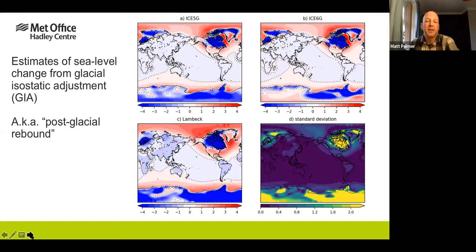Okay, another important process is glacial isostatic adjustment. So we take the approach of actually using models to try and constrain this. There we use the ICE5G and ICE6G models, as well as a Lambeck solution, to try and understand something about what the uncertainty is in this term. And you can see that the uncertainties tend to correspond to places which have been glaciated in the past. This is also factored into our approach.